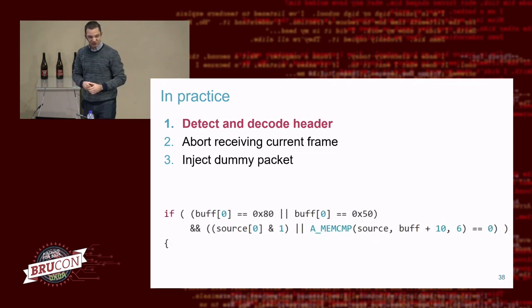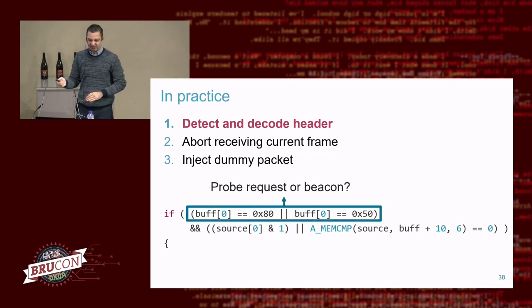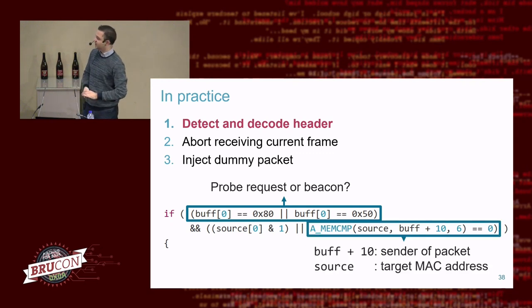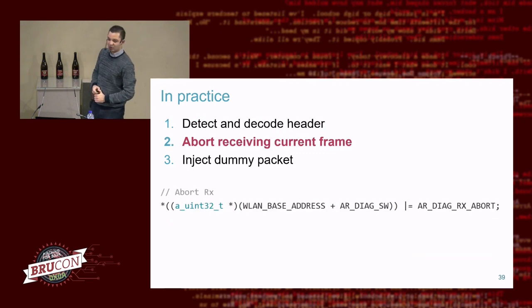Then the second step is, once we know that a MAC header has been written to the memory, we can now simply inspect the content of this header. For example, we can see if it was a beacon or a probe request, and we can also inspect the MAC addresses contained in this header, and we can decide to jam the remaining content or not.